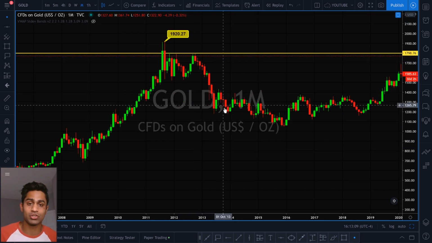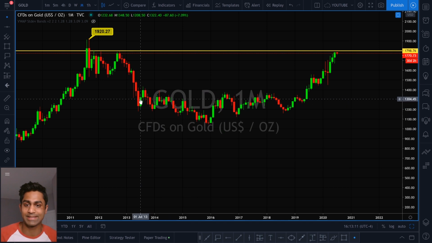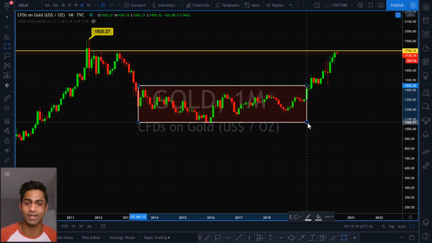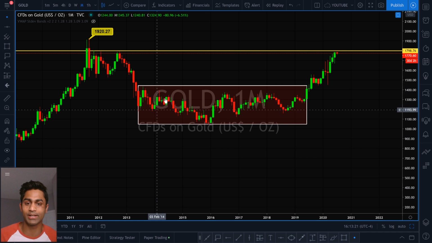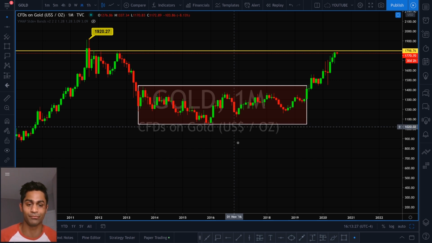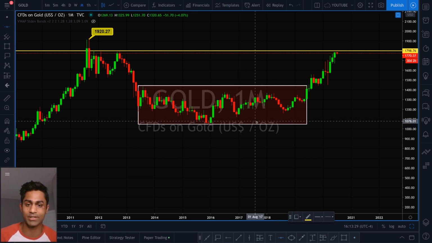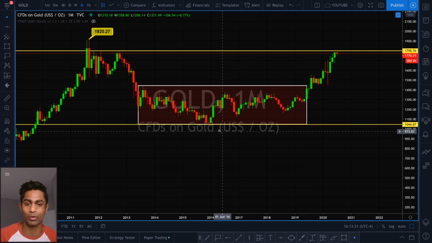After it sold off, you guys can see that in 2013 it essentially started consolidating in this range. If I were to highlight the high points and the low points, the price of gold was essentially trading between this red area. The high point was at around 1430 and the low point around 1050, which is where gold found its support, right around here in November and December of 2015.